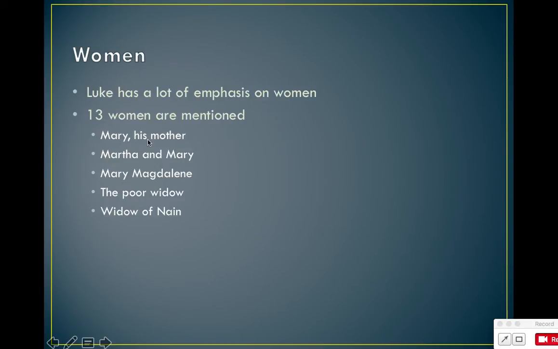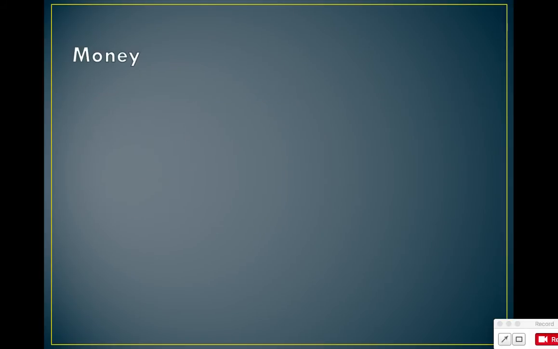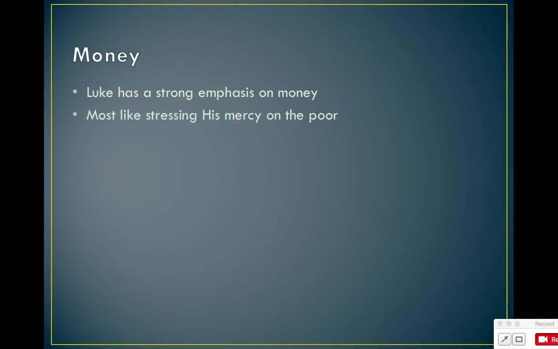Obviously, Mary, Jesus' mother, sisters Mary and Martha, Mary Magdalene, who some people also believe was the woman who was caught in adultery, the poor widow, the widow of Nain, whose son got resurrected. And so it's very interesting that Luke would focus in a lot on the story about women, especially in light of the cultural differences. Luke also does have an emphasis on money, but his emphasis on money is about the mercy for the poor, not paying the tax like it was in Matthew.